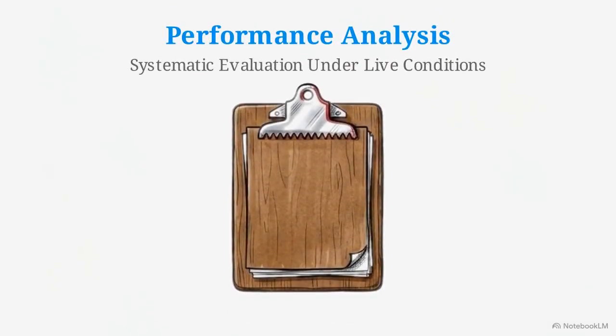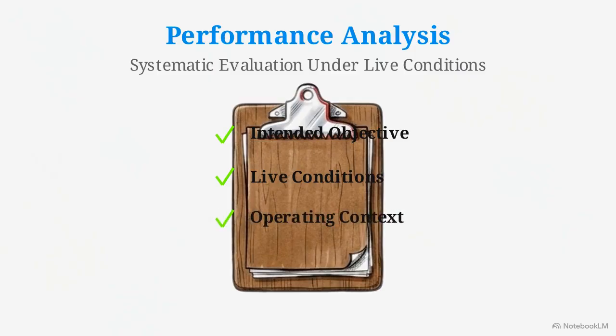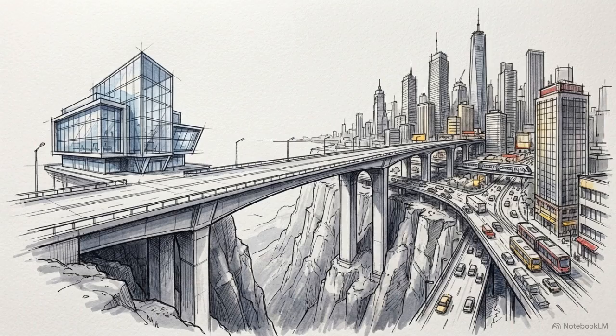To prevent this, we use performance analysis. This is the systematic evaluation of how well a solution actually achieves its intended objective under live conditions. It requires looking past the code itself to ensure the output aligns specifically with the operating context and business needs of the end user. Bridging the gap between theory and reality requires moving beyond technical metrics.